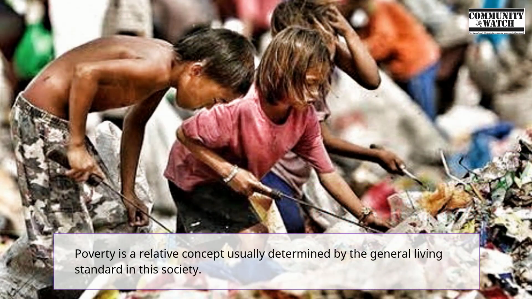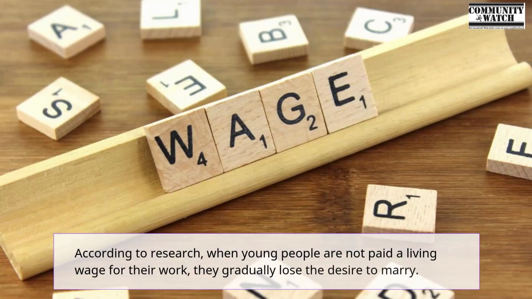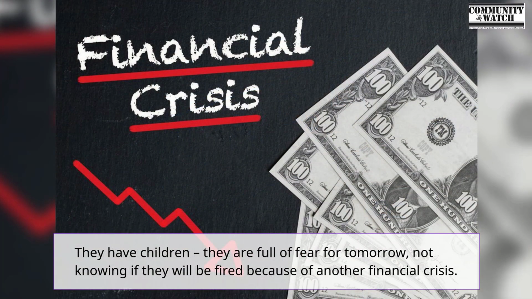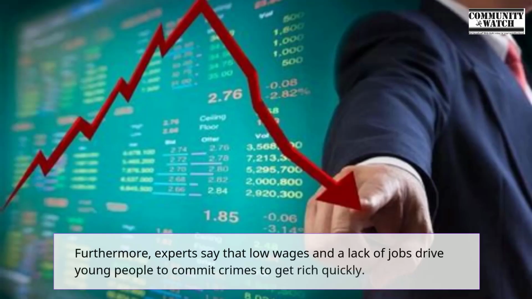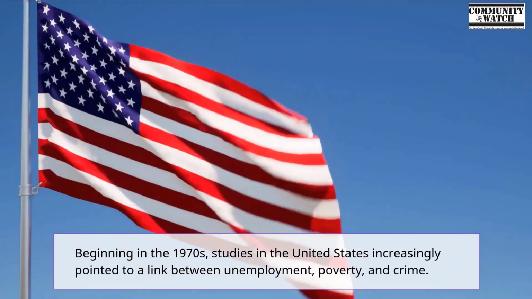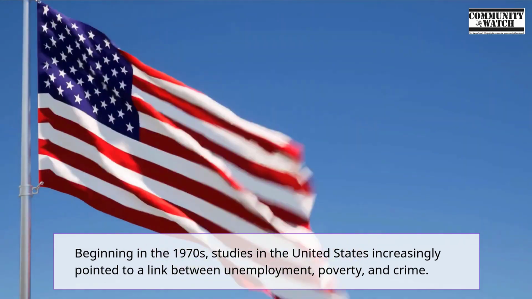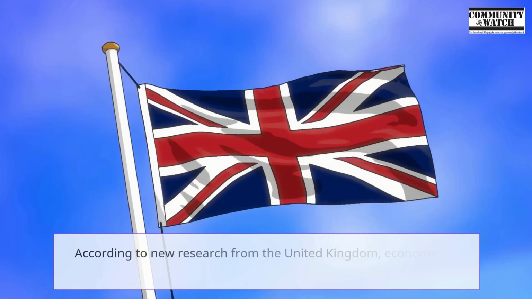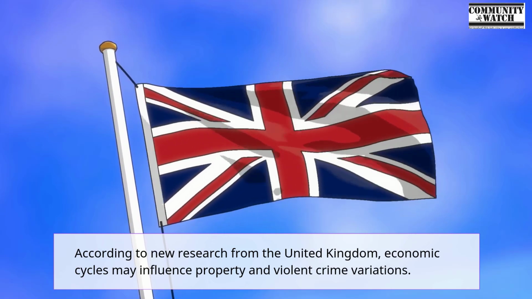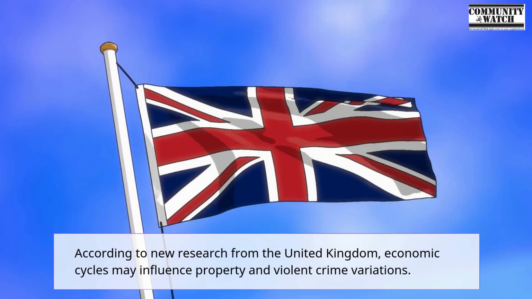Poverty and crime. Poverty is a relative concept usually determined by the general living standard in a society. According to research, when young people are not paid a living wage for their work, they gradually lose the desire to marry. They have children, they are full of fear for tomorrow, not knowing if they will be fired because of another financial crisis. Furthermore, experts say that low wages and a lack of jobs drive young people to commit crimes to get rich quickly. Beginning in the 1970s, studies in the United States increasingly pointed to a link between unemployment, poverty, and crime. According to new research from the United Kingdom, economic cycles may influence property and violent crime variations.